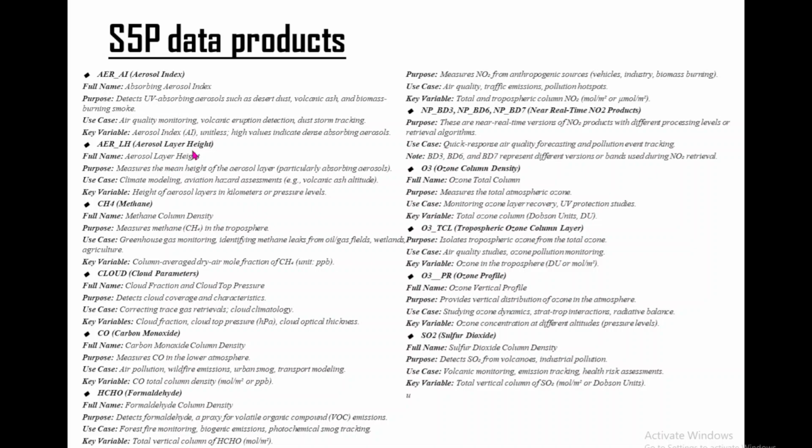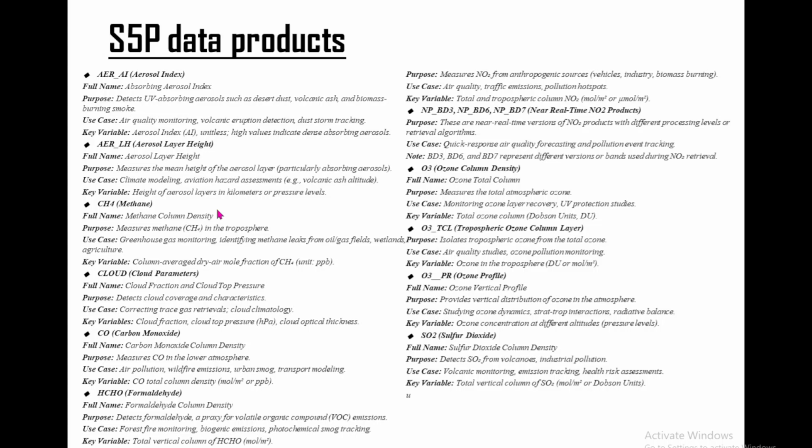Similarly, we have aerosol layer height. It measures the mean height of this aerosol layer, which is particularly absorbing aerosol. It is absorbing ultraviolet rays. It is used for climate modeling, aviation hazard assessment, to find out what is the altitude or the height of the volcanic ash from ground. It will measure the height of aerosol layer in terms of kilometers or pressure levels, proportional to both, that is, the height as well as the pressure level.